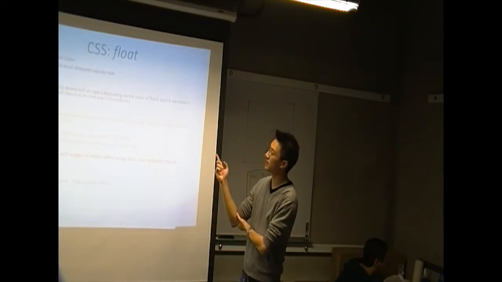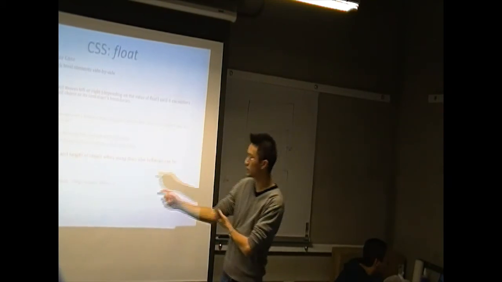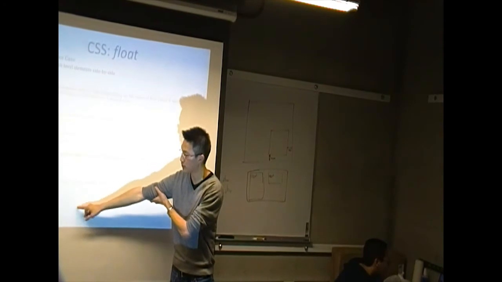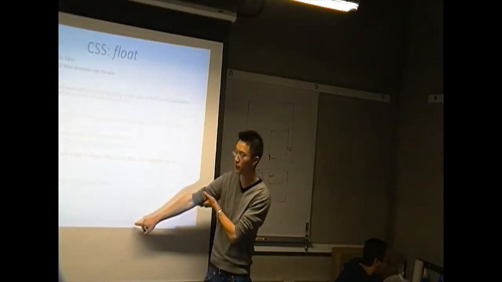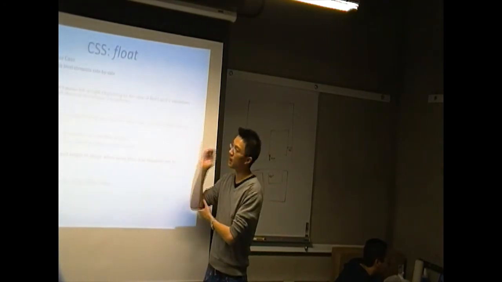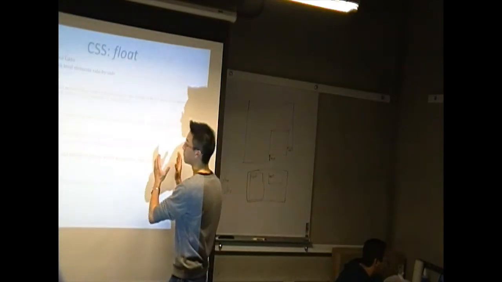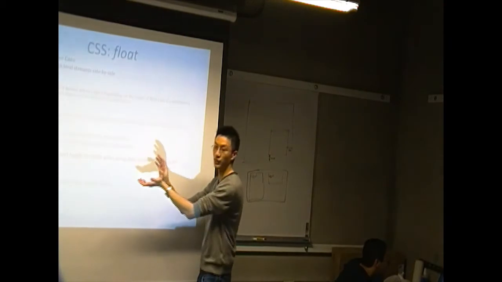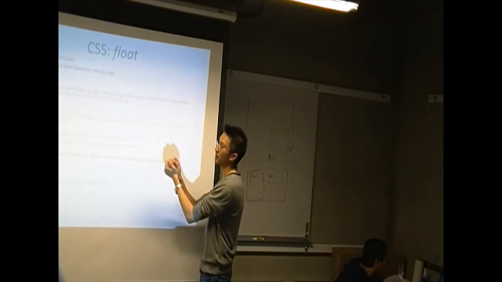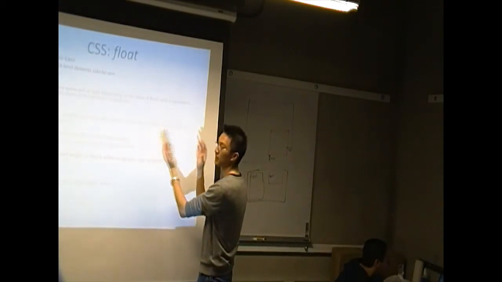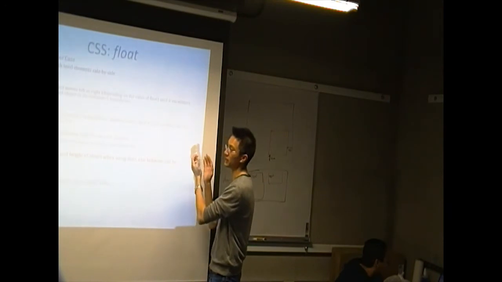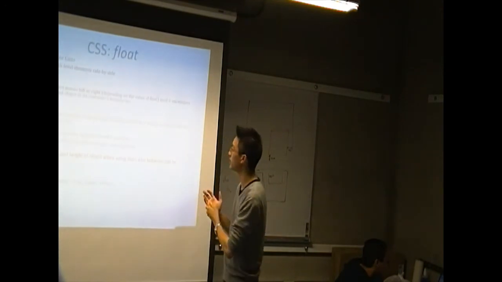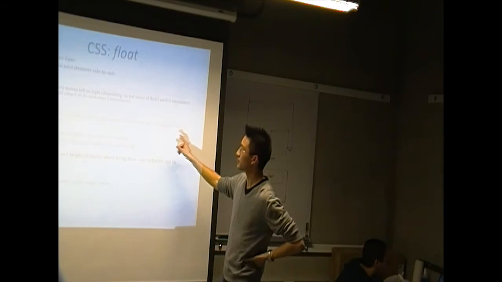If you set the CSS float property, you can use 3 values: left, right, or none. None basically removes floating. Left means that your element is going to float left until it hits another floated element or the edge of your document. If you float right, then that element is going to float right until it hits another floated element or the edge of the document as well. Okay, and I'll show you what that means.